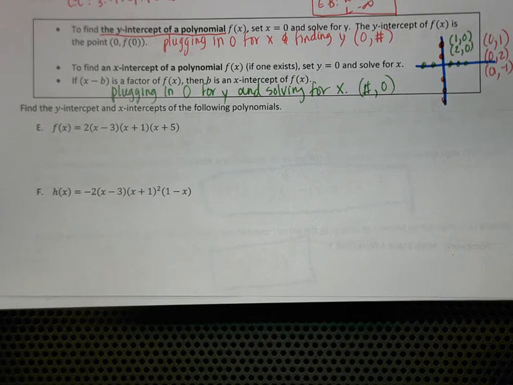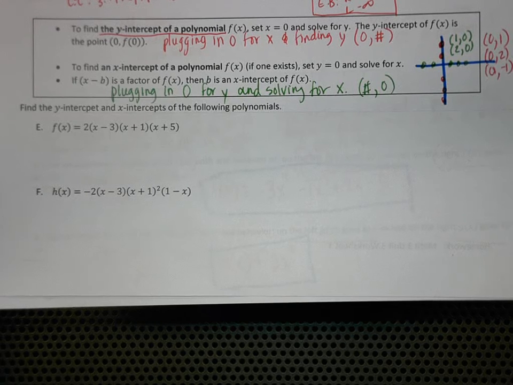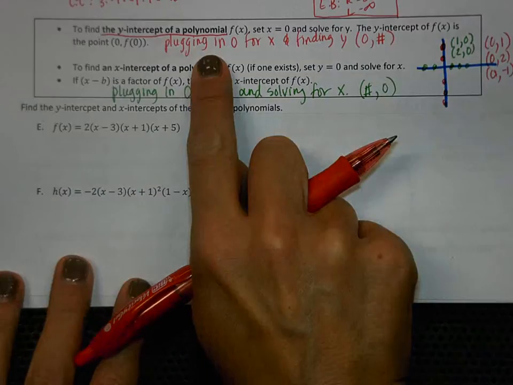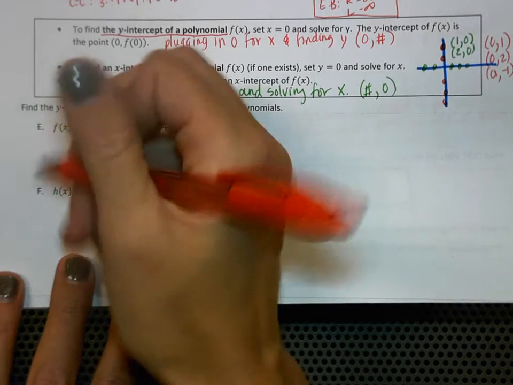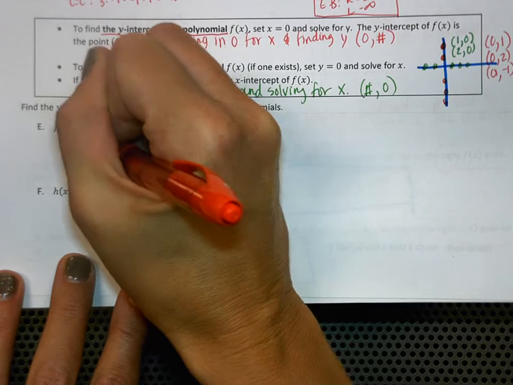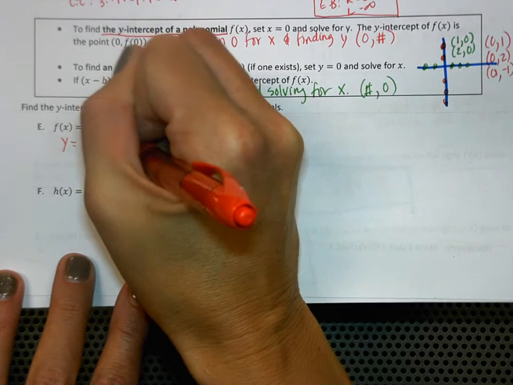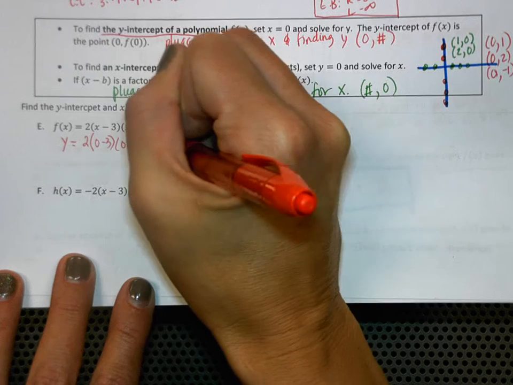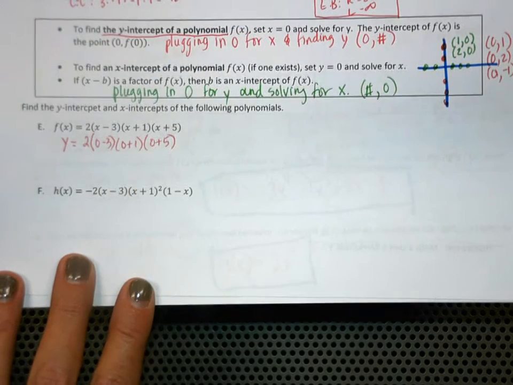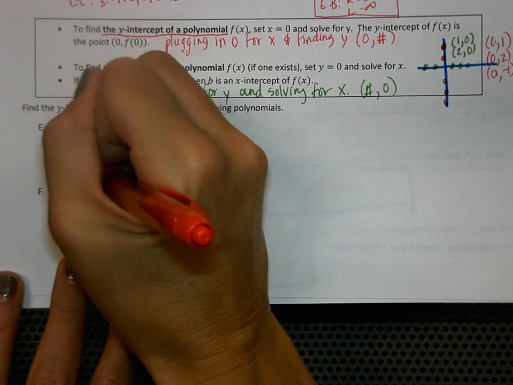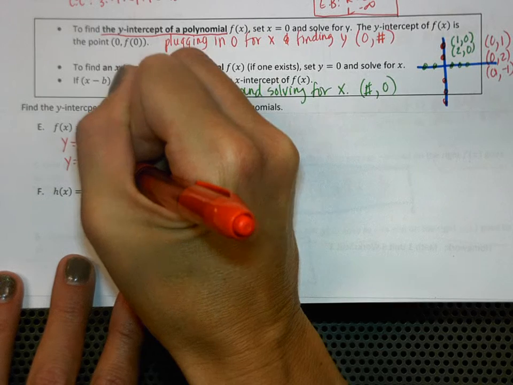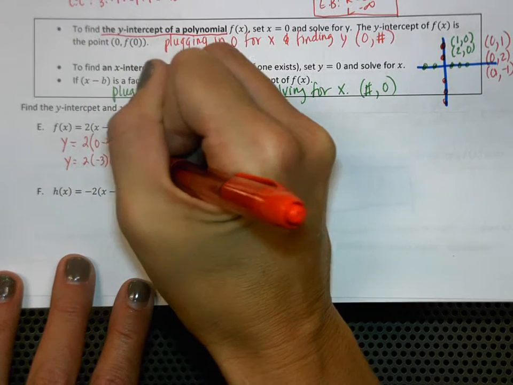So if we start with finding the y-intercept, okay, what am I going to end up doing? Yes, we're going to plug in 0 for x. Okay, f of x is also known as y, right? So we could write this as y equals 2, parenthesis, 0 minus 3, times 0 plus 1, times 0 plus 5. So I just plugged in 0 for all of the x's. And then we'll simplify. So I have y equals, it's going to be 2 times negative 3 times positive 1 times positive 5.